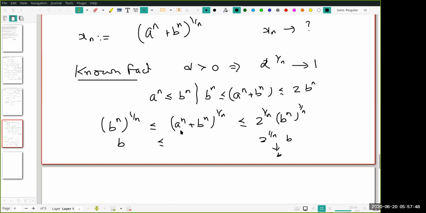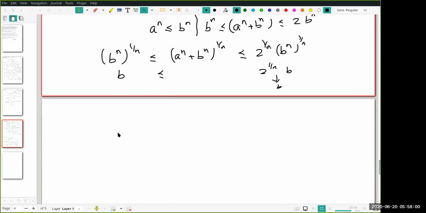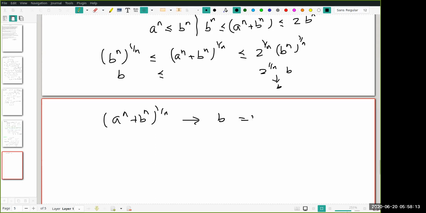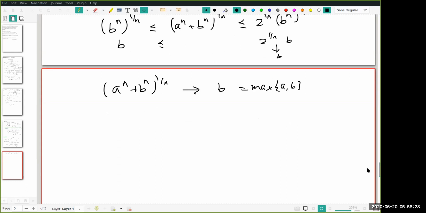And my original sequence is sandwiched between these two sequences. Right? So, what do I conclude? Therefore, I conclude (A^n plus B^n) to the power 1 by n converges to B. That is the same as the maximum of A and B. Okay. This is a typical way you use this sandwich lemma. Just before I go, there is still about 5 minutes or so.